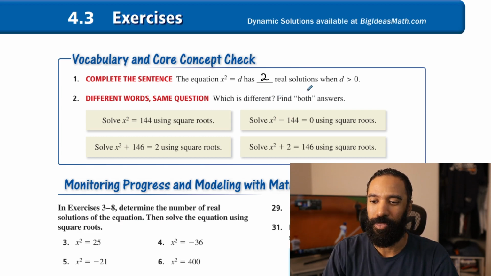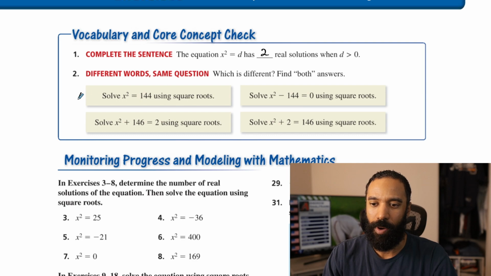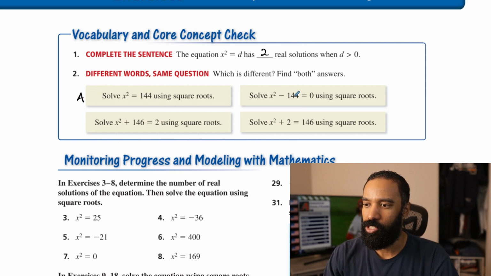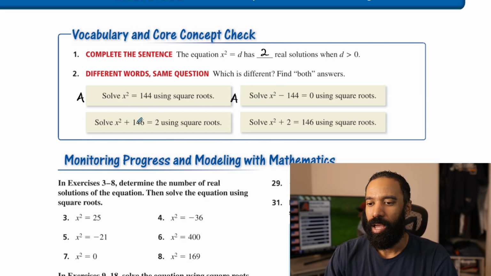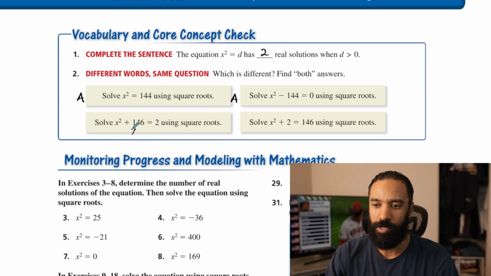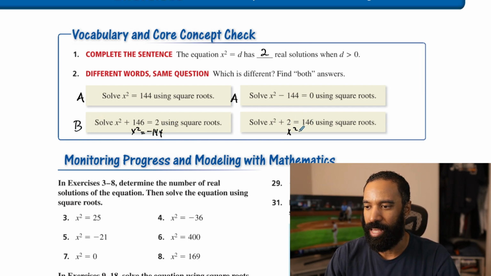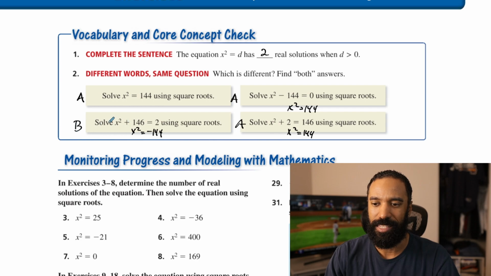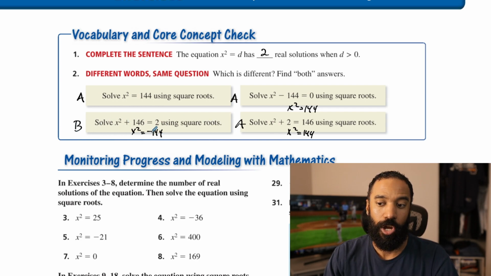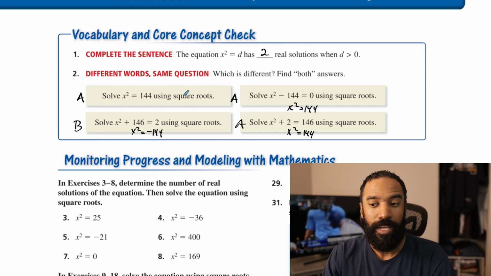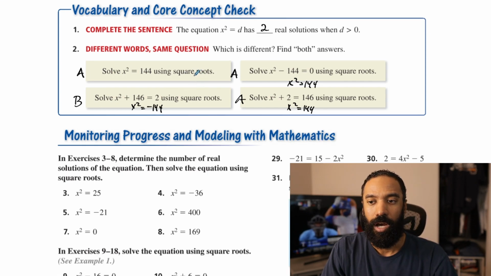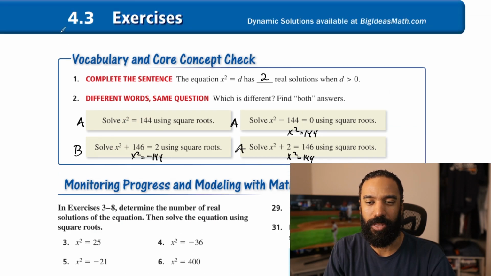Which is different? Find both answers. If solving this using square roots here is A, solving this using square roots should be the same thing because I can add 144 to both sides there. That's the same. If I subtract 144 from both sides, this would say x squared equals negative 144. That looks different. And for now, I'm going to put B. That would have no real solutions. If I subtract 2 from both sides, yeah, that would say x squared equals 144, as this would equal 144 as well. This would be A. So this guy is different. This would have no real solutions, and this would have plus or minus 12, because I can take the square root of both sides and get a 12 out, positive or negative 12 there. So those are the 2.